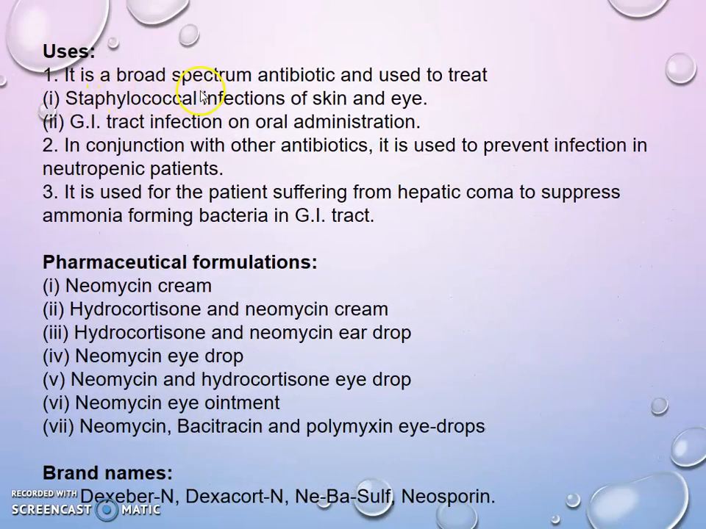Uses. It is a broad-spectrum antibiotic and hence it is used to treat staphylococci infection of skin and eyes, and gastrointestinal tract infection on oral administration, in conjunction with other antibiotics. It is used to prevent infection in neutropenic patients. It is used for patients suffering from hepatic coma to suppress ammonia forming bacteria in the gastrointestinal tract.